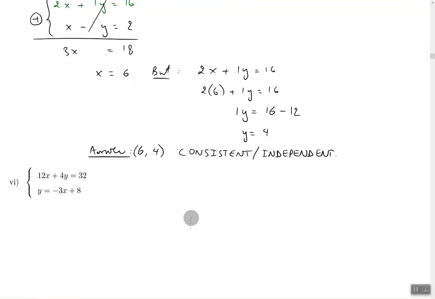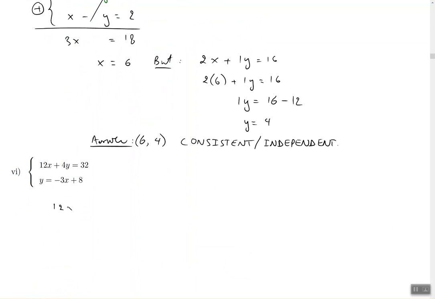And let's finally do the last problem. So it has 12x plus 4y equals 32. And my second equation is y equals -3x plus 8. And notice how the second equation already has the y by itself, and there's a bunch of x's on the other side with some numbers.